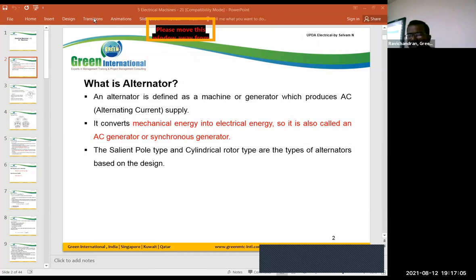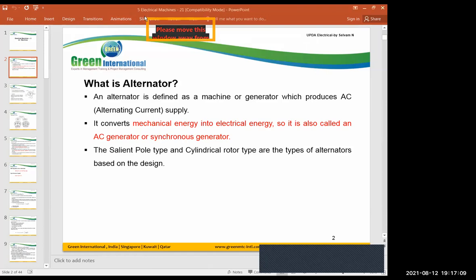Whether you can see the screen? Yes, sir, we can see the screen here.